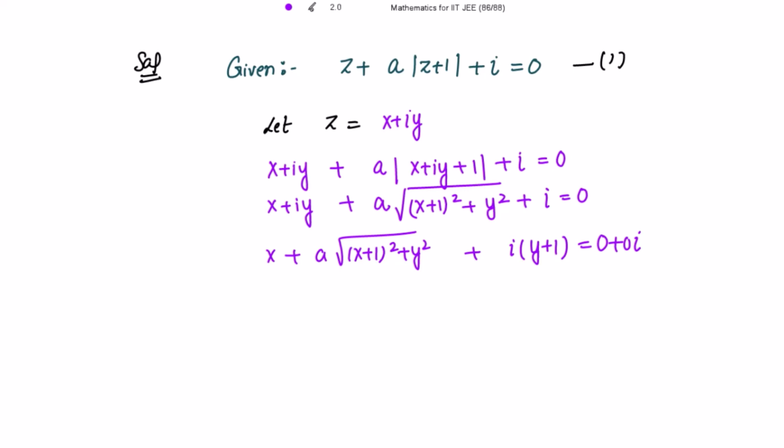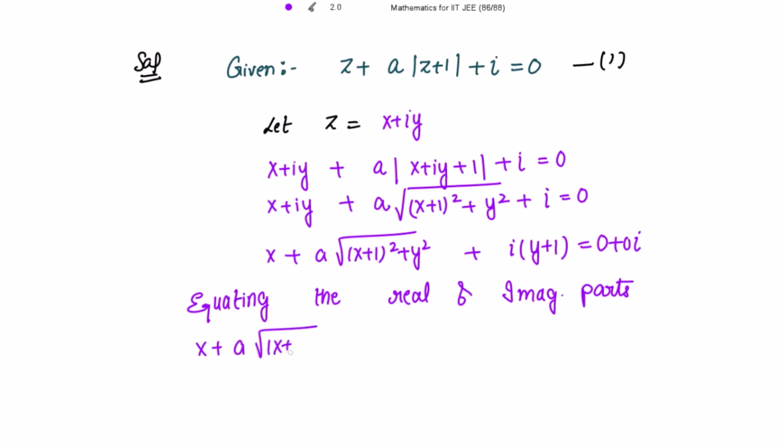Equating the real parts and imaginary parts, we get x plus a into square root of x plus 1 whole square plus y square equal to 0 and y plus 1 is equal to 0. From here we get y equal to negative 1. And just putting y equal to negative 1 in x now, we get x plus a into the square root of x plus 1 whole square plus y square, that is negative 1 square, which is 1, equal to 0.